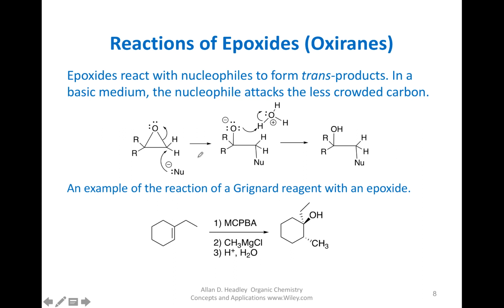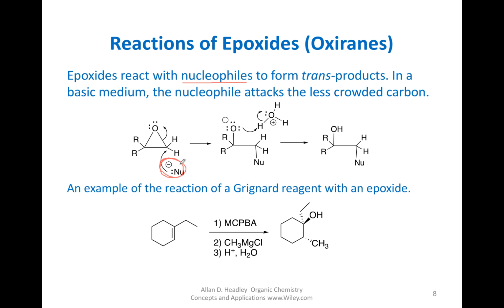Let us look at another reaction in terms of the epoxide or the oxirane. This time it's a nucleophile that is not water. So let us look at the general reaction here, Nu negative. If it's Nu negative, as you can imagine, it's in a basic medium because you cannot have Nu negative in the presence of H+.